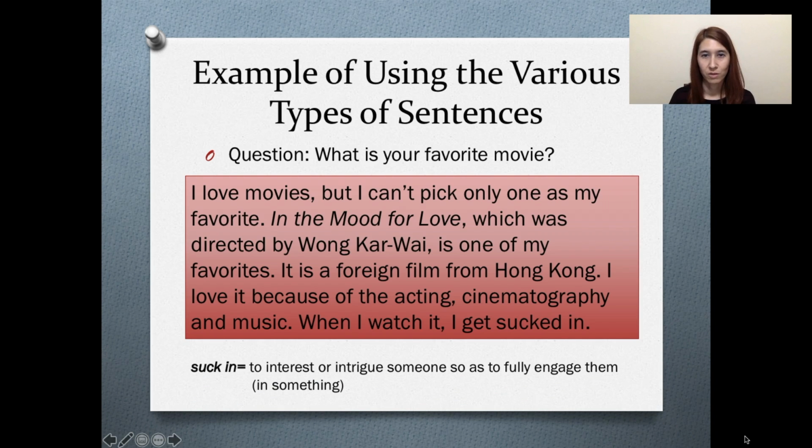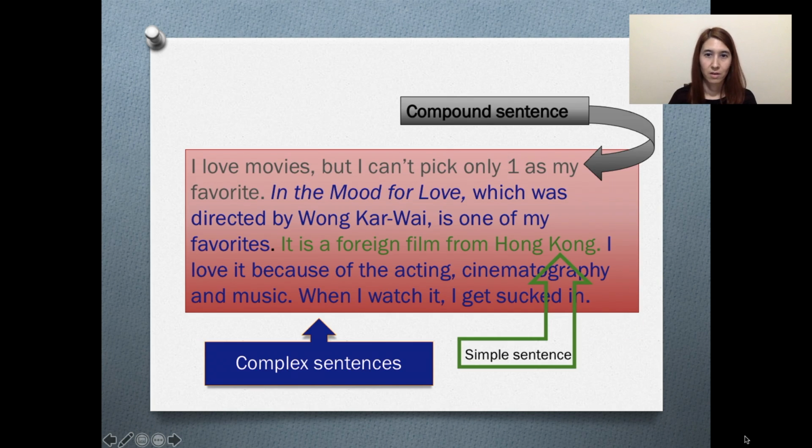If you don't know what the phrasal verb "suck in" means, it's to interest or intrigue someone so as to fully engage them in something. So if you get sucked in, it's taking all of your attention. Okay, let me show you the different sentences I use.